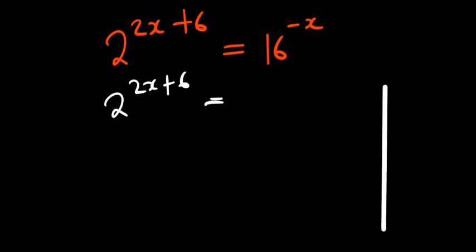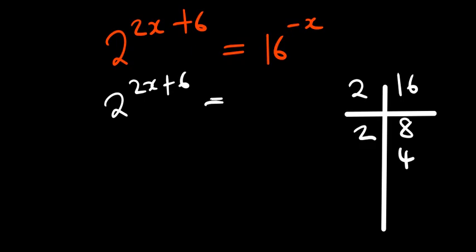You do that and you do this, the plus method. So I'm going to put a 2 here and I'm going to put a 16 here. Then I'm going to be dividing 2 into 16, that is an 8. Then I drop the 2. 2 into 8, that is a 4. Then again I drop the 2. 2 into 4, that is a 2. Then again I drop the 2. 2 into 2, that is a 1.